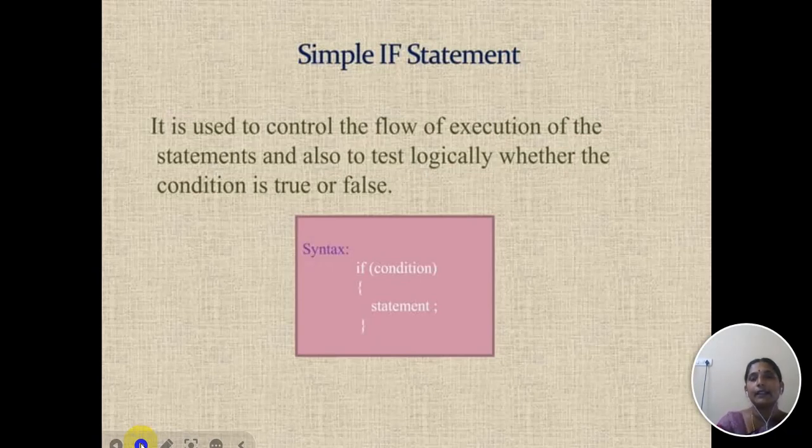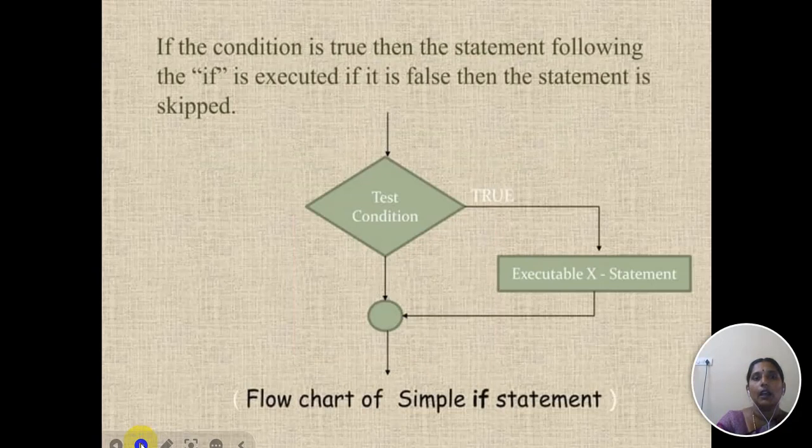This is the syntax of the simple if statement. In the syntax, if the condition is true, then the statement is executed. Otherwise, control is transferred to the next statement. In this flow chart of the simple if statement, the test condition is first evaluated. If the test condition is true, then execute the X statement. If the test condition is false, then control is transferred to the next statement. This is the flow chart of the simple if statement.